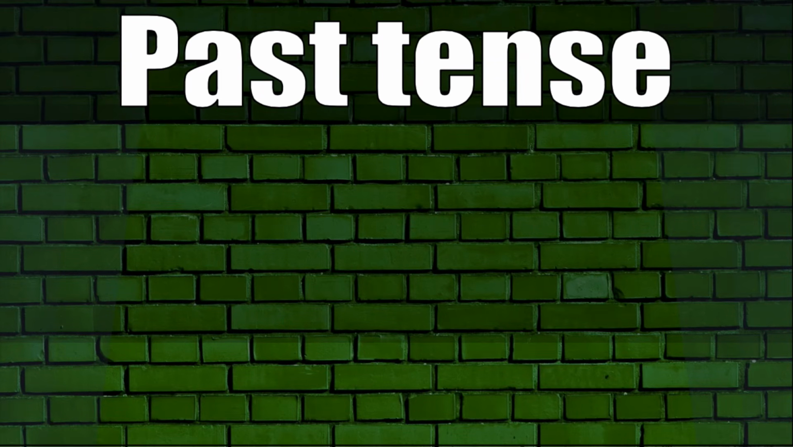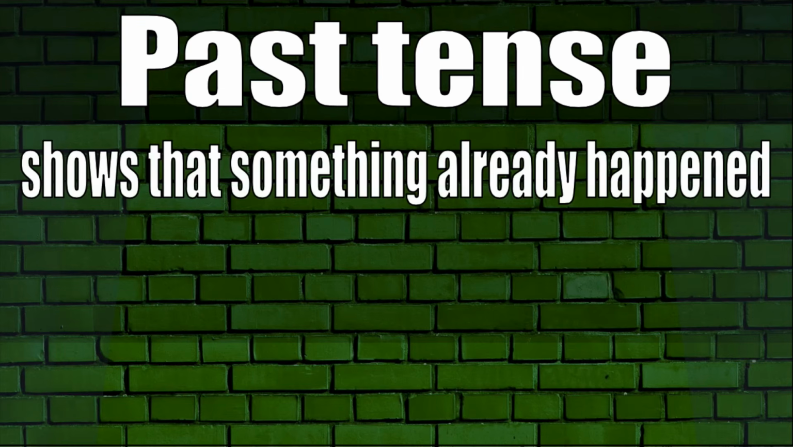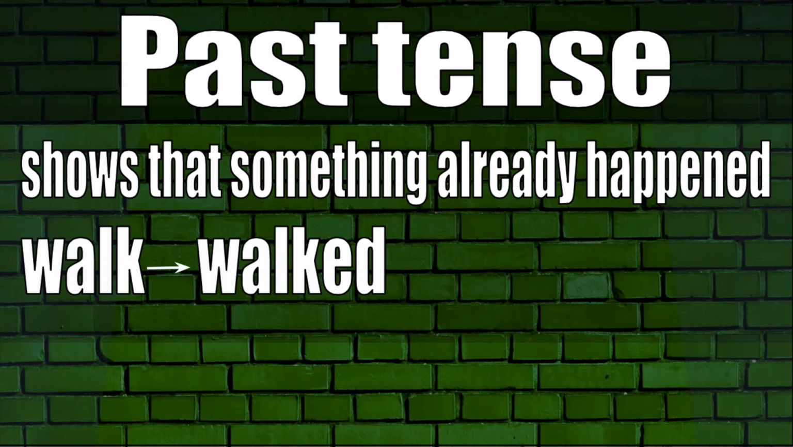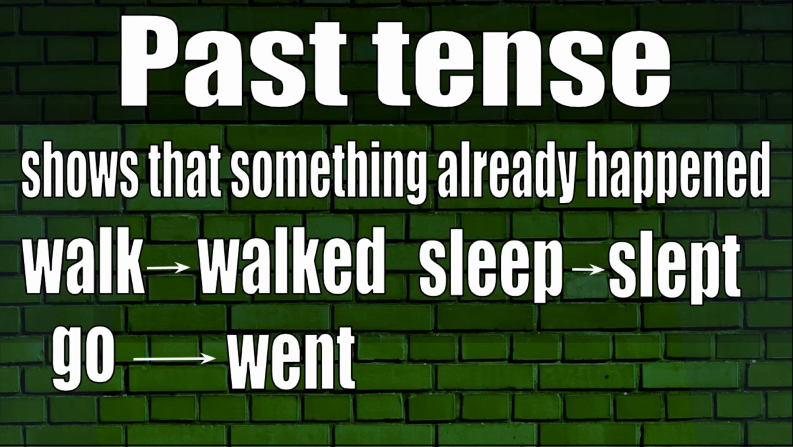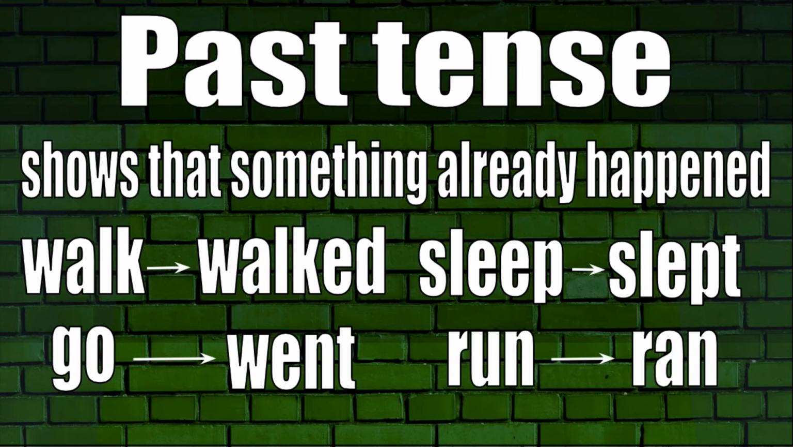Now let's learn about past tense. The past tense is a verb form that shows that something already happened. Instead of walk, we say walked. Instead of go, we say went. Instead of sleep, slept. And instead of run, ran.